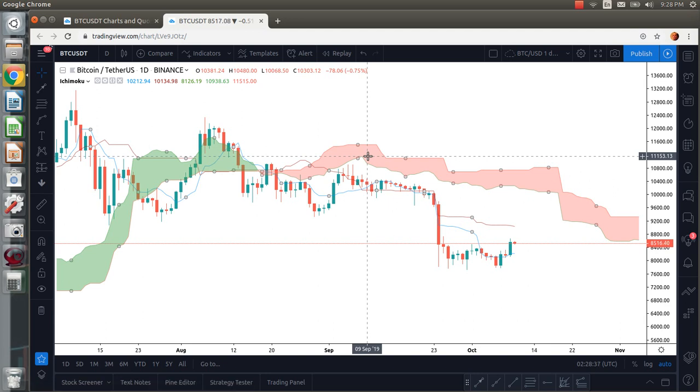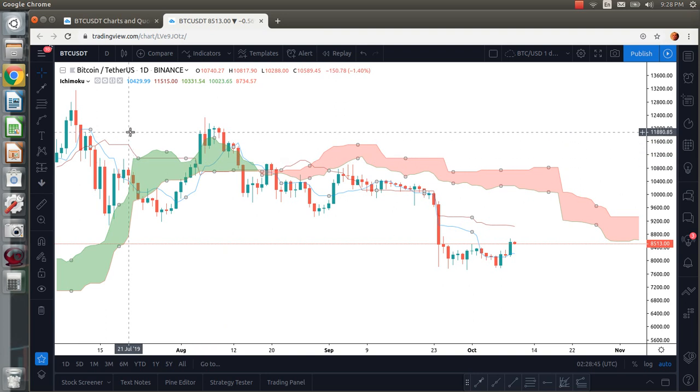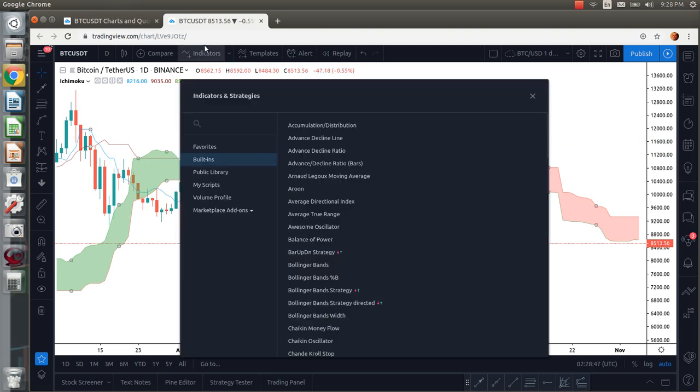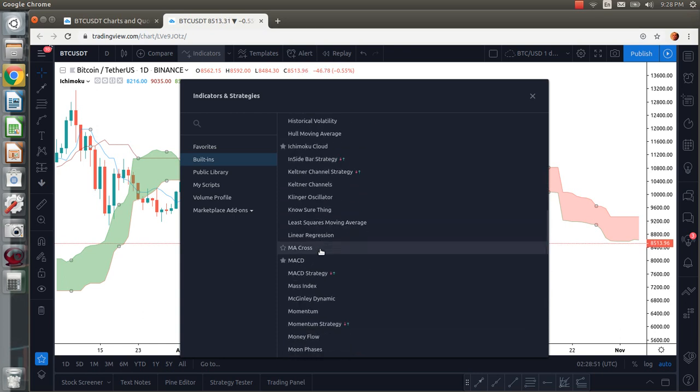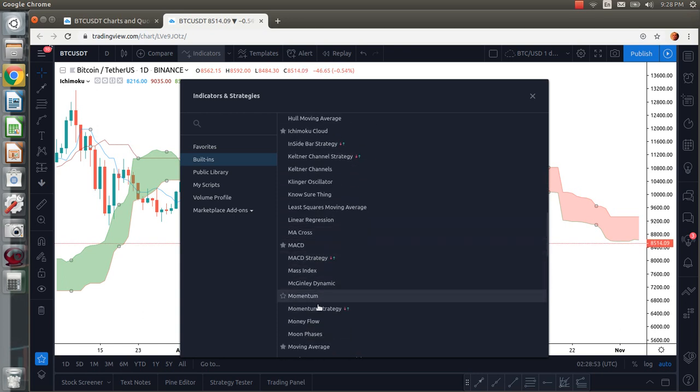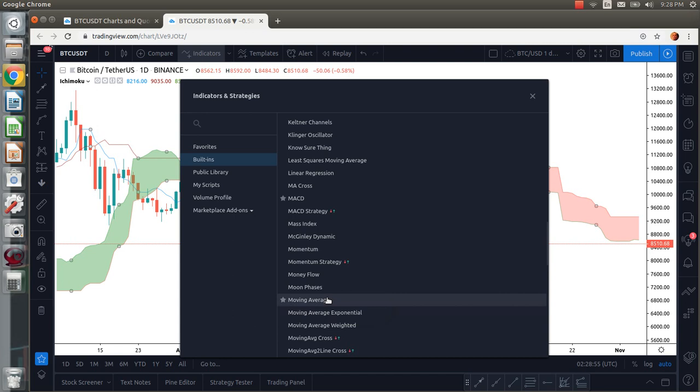Now I'm not going to go over all what a cloud is, but I'm just trying to get my point across. This is one indicator that can help you on here. You can come in here and throw on here. You got moving averages. I use those a lot. They're very commonly used. So moving average.